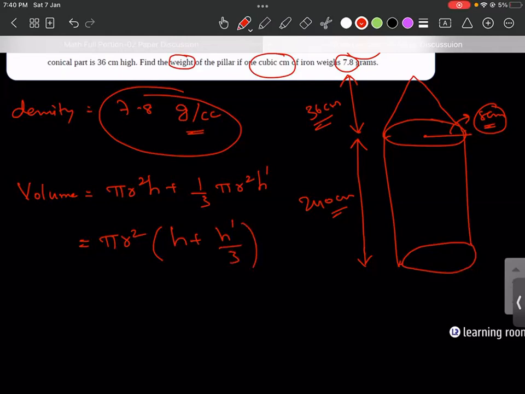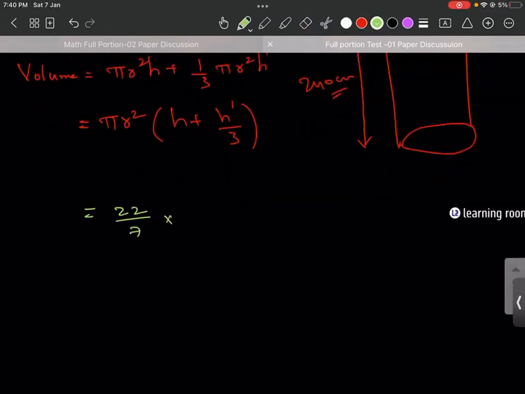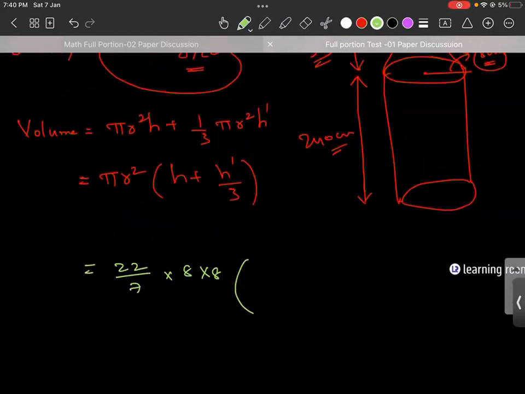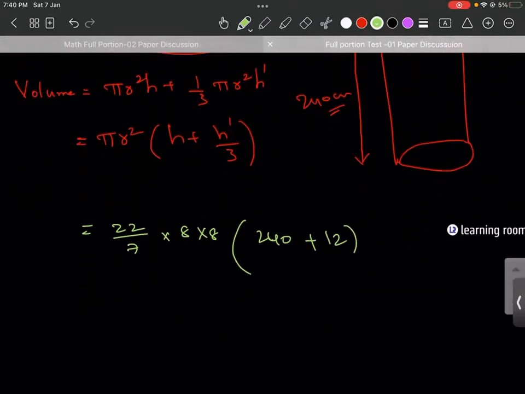Whenever you're taking something common, be careful. You would have observed I made 2 mistakes already today. So please be careful and always cross check even before you proceed to the next step. Okay. 22 by 7 into 8 square. I generally don't multiply it. I'll write it as 8 into 8 only, and cancel at the end. So 240 is the height of the cylinder plus h dash by 3, which is 36 by 3, is 12. So 240 plus 12 is 252.